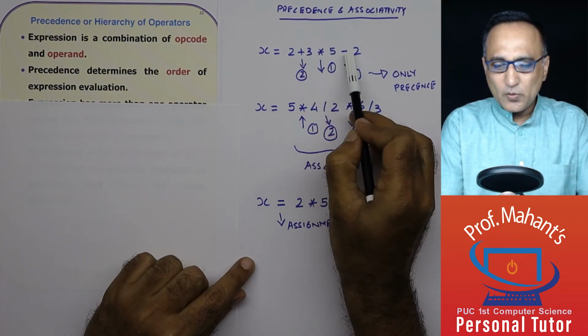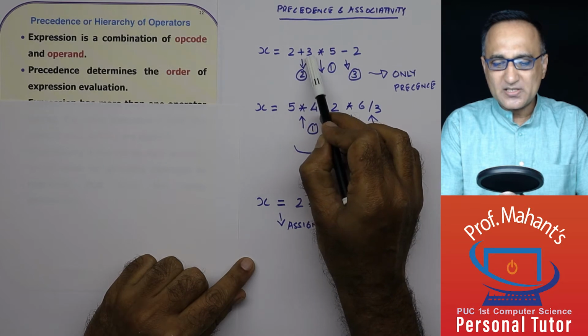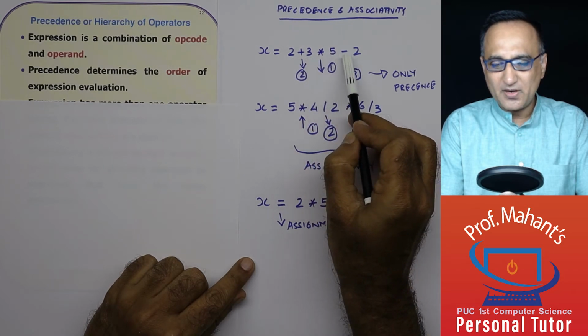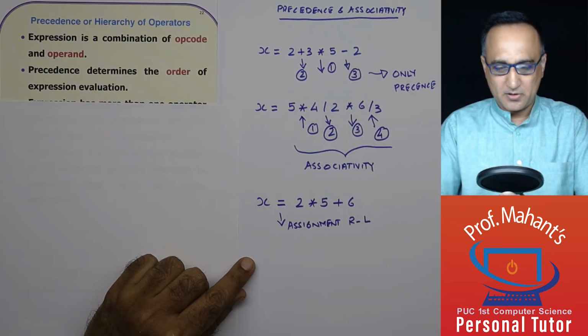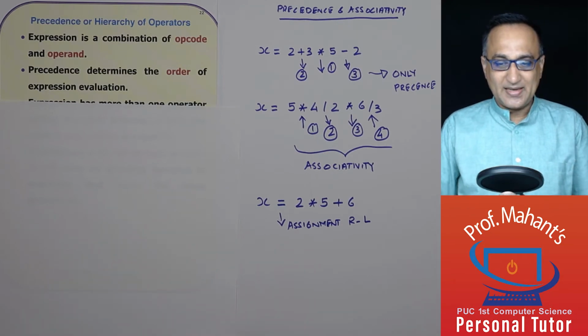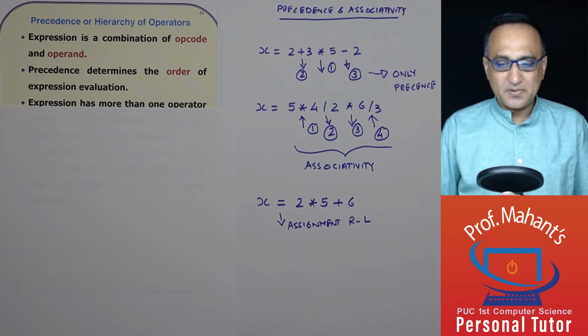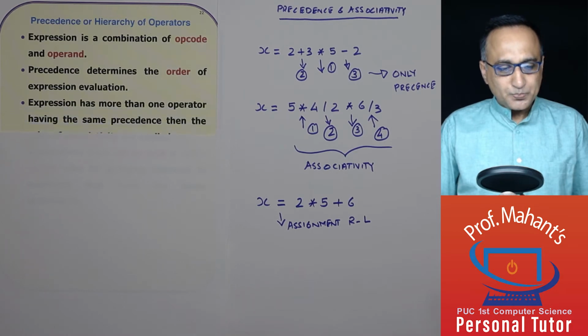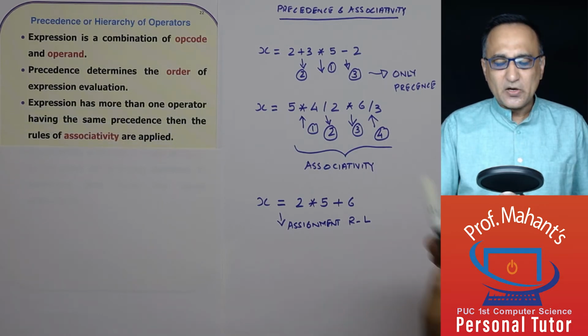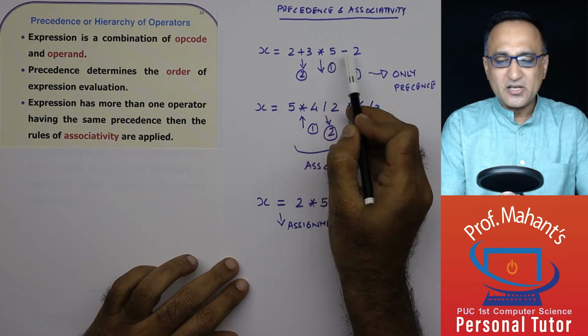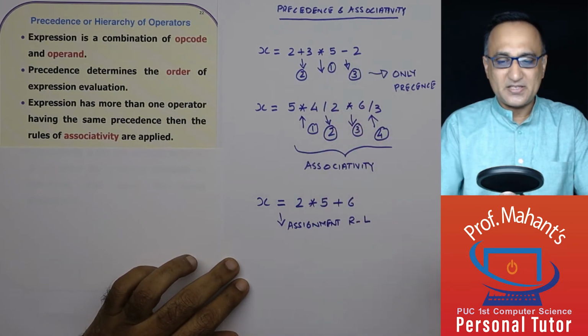If all had equal precedence, then it would have been 2 plus 3, 5, 5 into 5, 25, 25 minus 2 would have been 23. But that is not the case. Different operators have different ranks and hierarchy, and that determines the order of evaluation or precedence. Now, it is easy when there are different operators, you can easily find out the precedence.